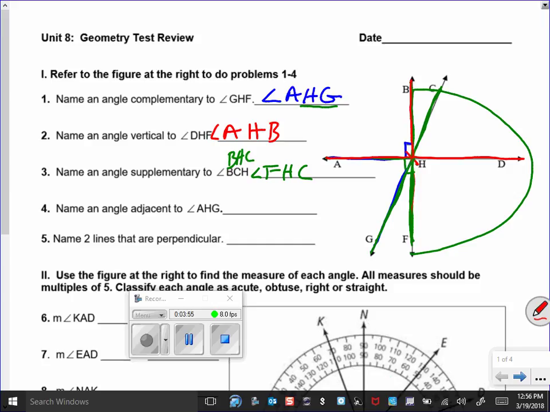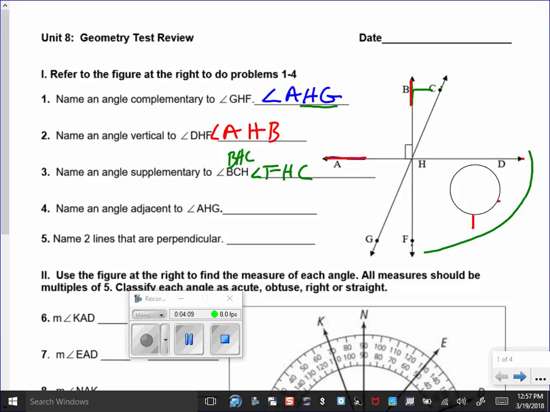All right, name 2 lines that are perpendicular. Remember, perpendicular lines are straight lines that bisect each other and create a 90-degree angle. Let's erase some of these. You can always rewind if you want to go back and go through that again. So the 2 lines are going to be AHD and, let's use green, BHF. We know that they create a 90-degree angle because they show us right here, 90 degrees.